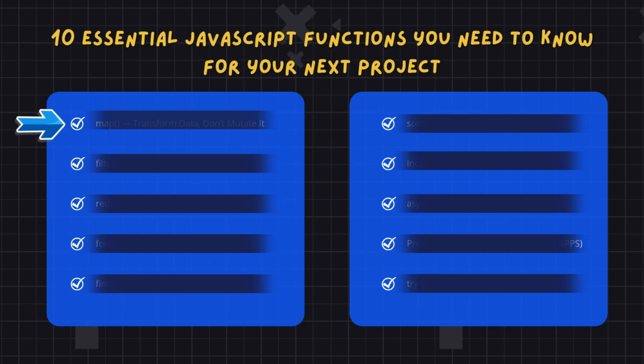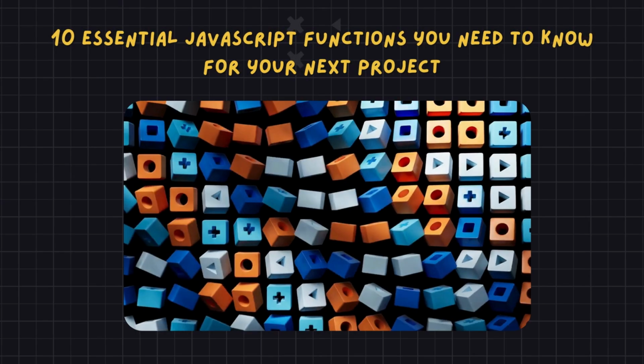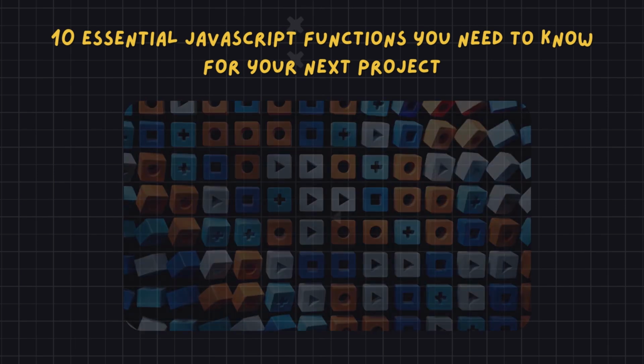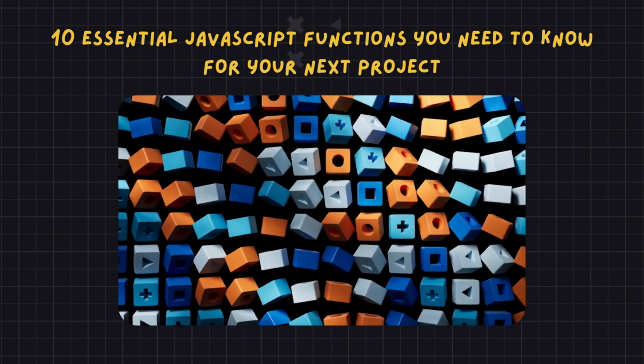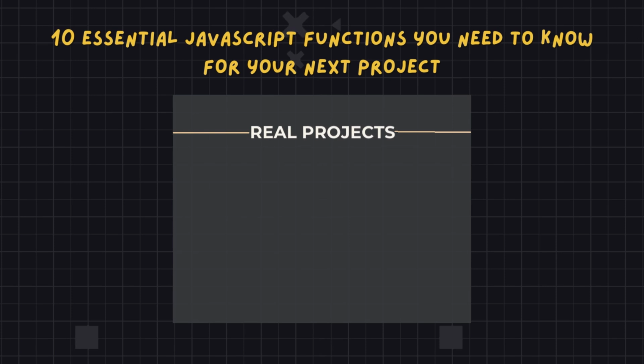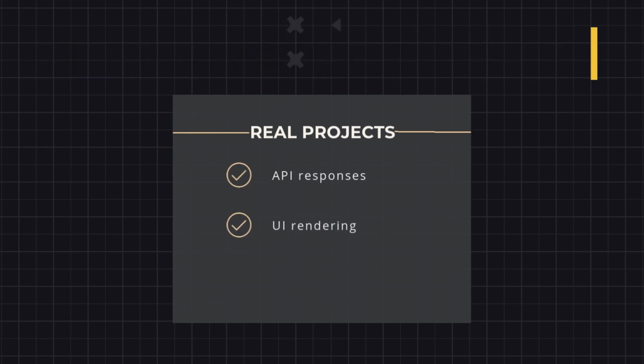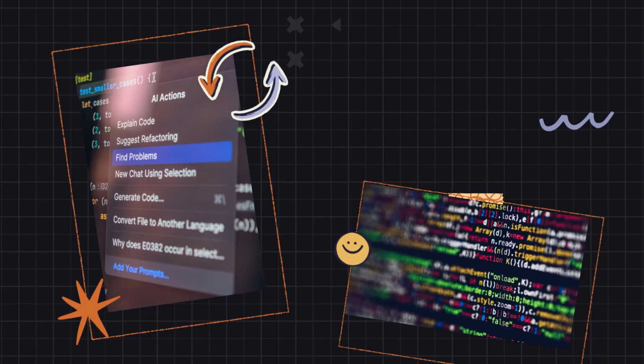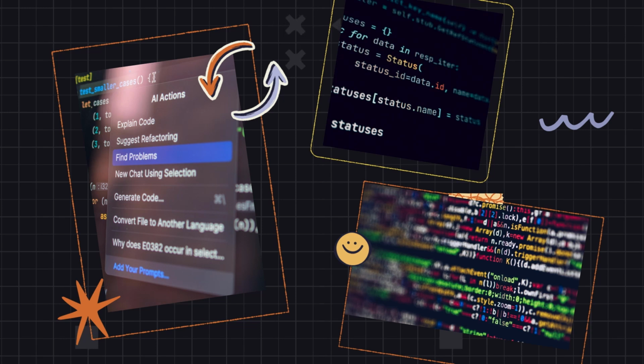Let's start with map. This one is absolutely essential. Use map when you want to transform every item in an array and get a new array back. In real projects, it shows up everywhere: API response, UI rendering and data formatting. For each function, we have three examples: simple, moderate and advanced.